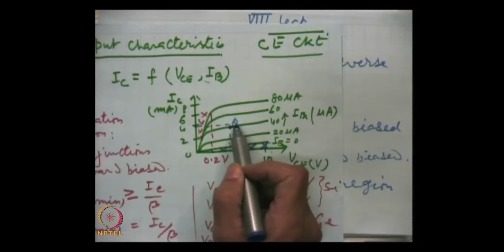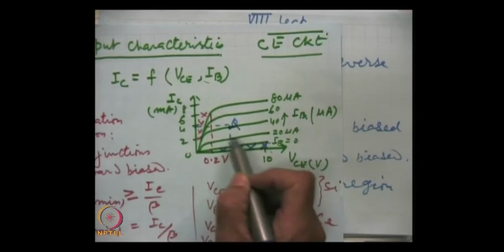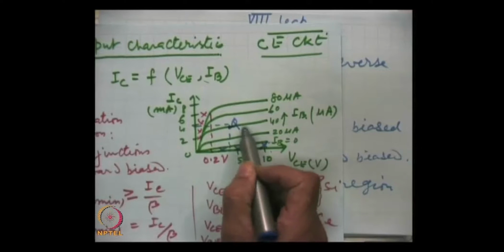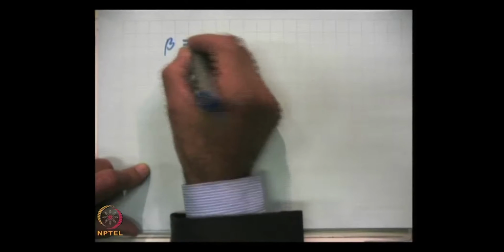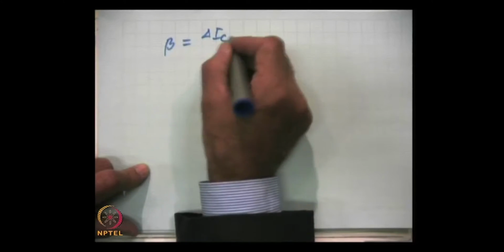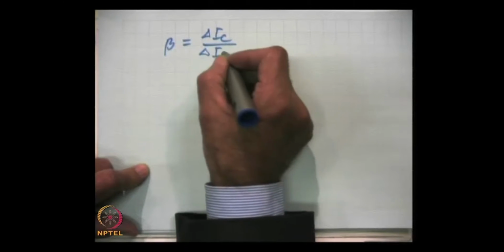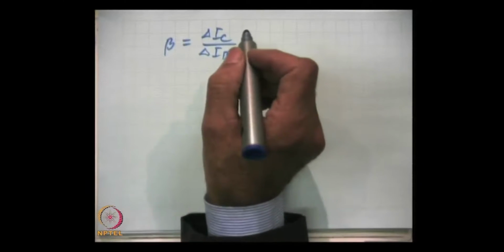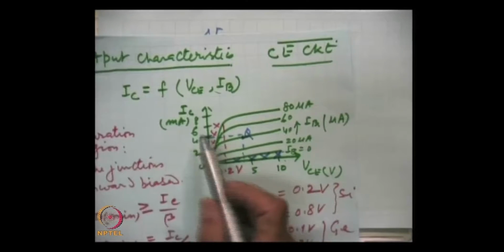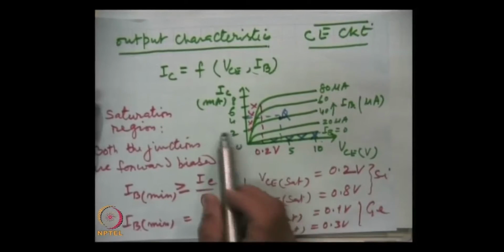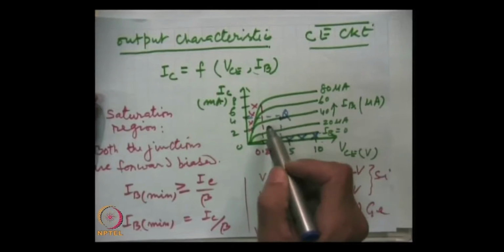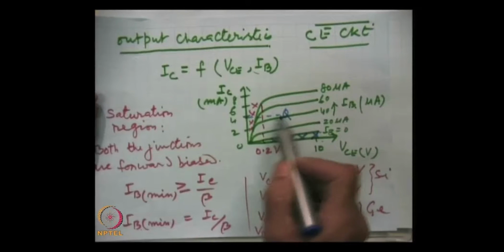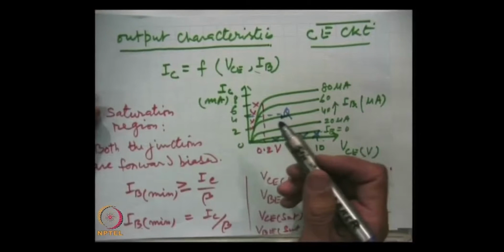We take any input current and change it by some amount, and see how much the collector current changes. From these output characteristics, beta is equal to the change in the collector current divided by the change in the base current. This we can find out. Also, because these two quantities pertain to the output circuit, the slope will give the output impedance or output resistance of the circuit.